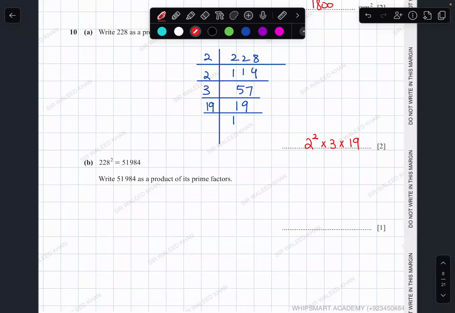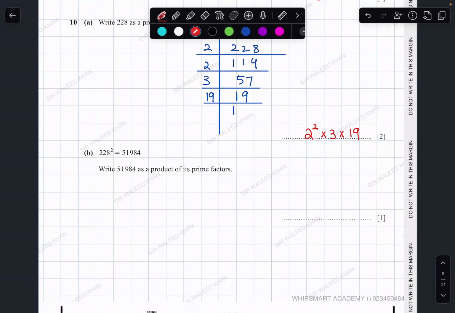This is equal to this, write this as a product of its prime factors. Okay. They are saying that if we square this, we are going to get this. So let's square it, but using the product of its prime factors. I'm going to use the prime factors of 228 instead of 228, that is 2 squared times 3 times 19, and put a whole square above it. That should be equivalent to 51984.